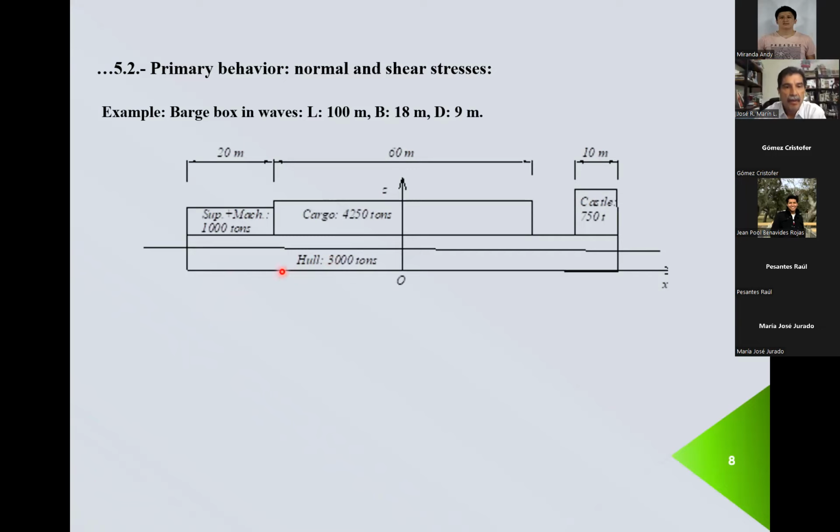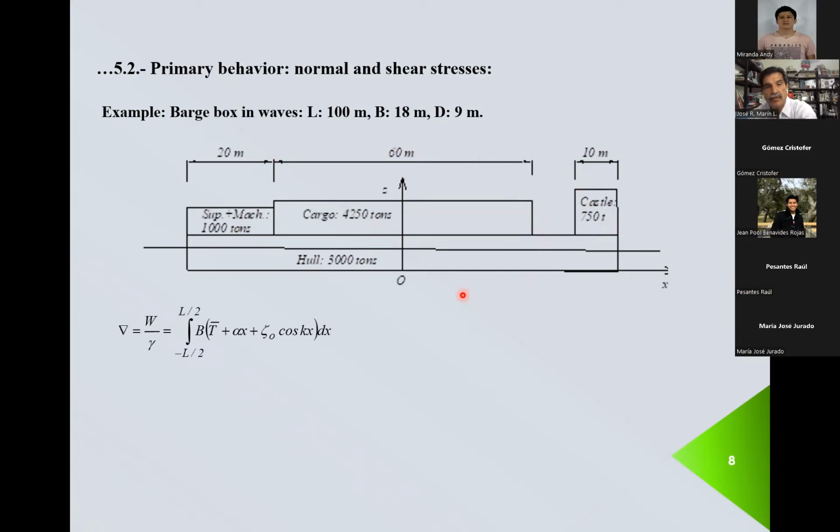Okay, now we have the weight of the hull. There is some cargo from here to here. In the aft, let's suppose that we have a superstructure and we have some machinery, and this is uniformly distributed in this area. And then at the end, there is a forward castle, weighing this, but there is a jump here. There's some empty space here. Okay, so this is the ship that we want to analyze.